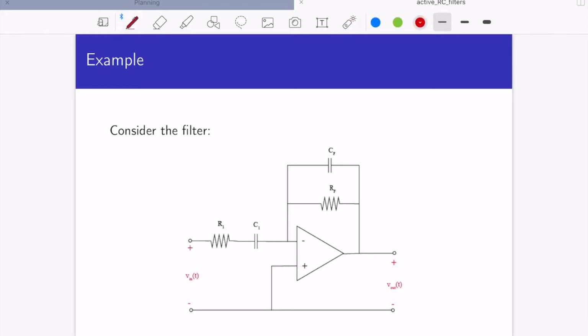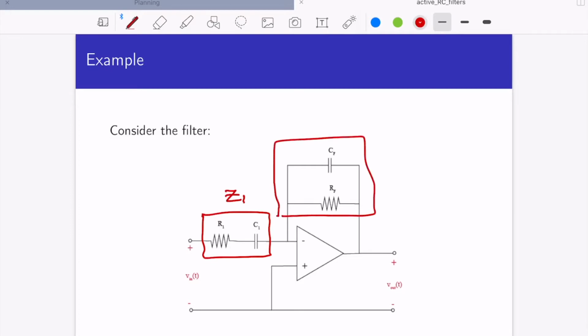And what we notice now is that we can talk about this as an impedance Z1, and this will be our impedance ZF. So I want you to remember that Z1 is going to be the series combination of R1 and 1 over SC1, and ZF will be the parallel combination of 1 over SCF in parallel with RF.